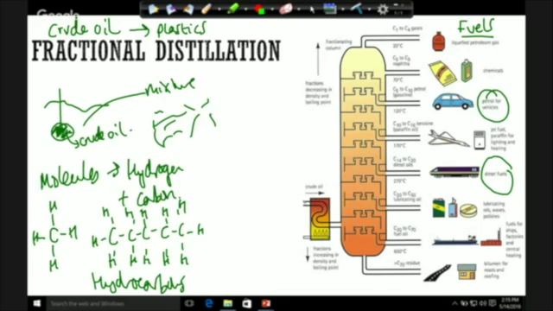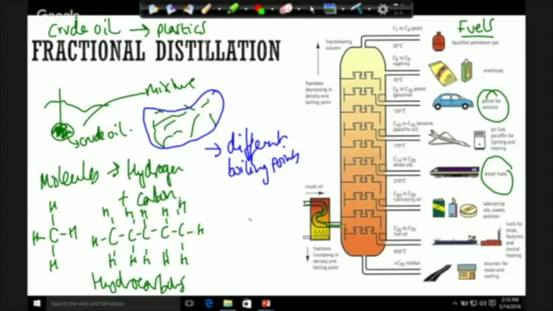So into the fractional distillation tower goes different lengths of hydrocarbons. So you'd have short ones and long ones as a mixture going in, and it is heated. Now, the whole point that this can be separated is because these different lengths here have different boiling points.